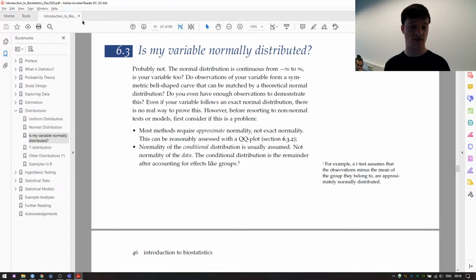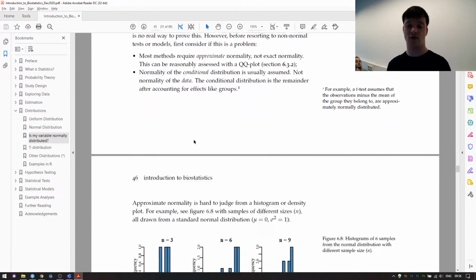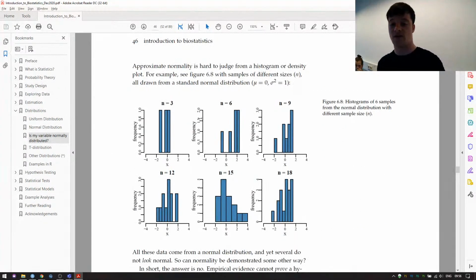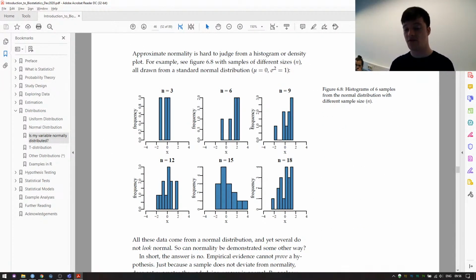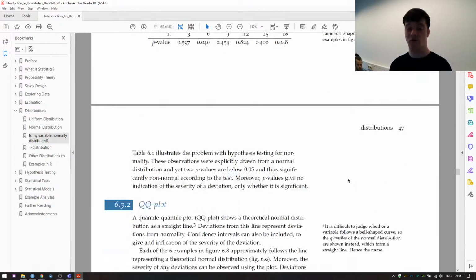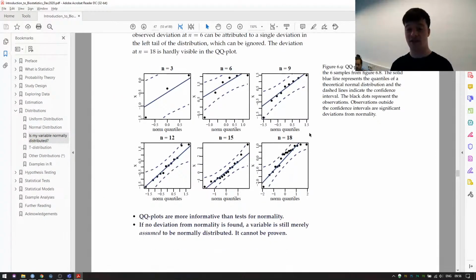This is Introduction to Biostatistics, paragraph 6.3, where I talk about how you could assess it. These are 6 draws from an actual theoretical normal distribution, and in my opinion, they don't look particularly normal. It's just because they're small samples, right? But almost all research, in biology at least, concerns small samples. So it is really hard to tell whether something is or isn't normally distributed through some test, and even through a QQ plot, which is a much better way to do it.